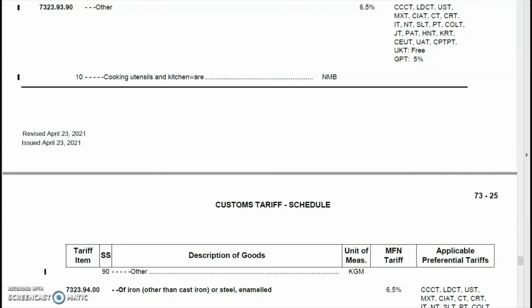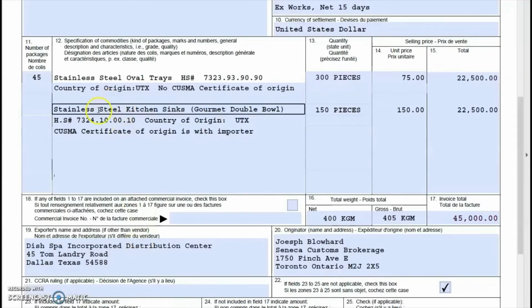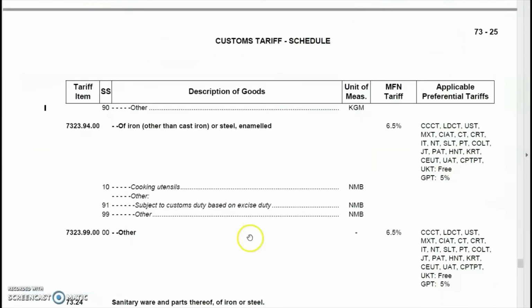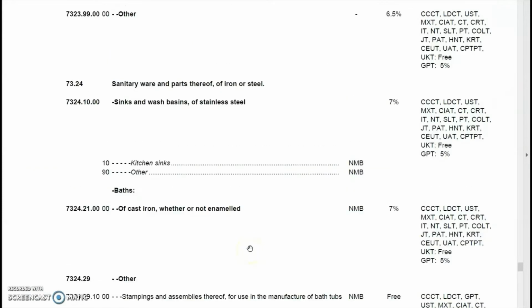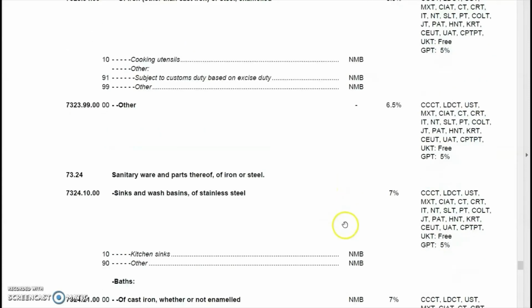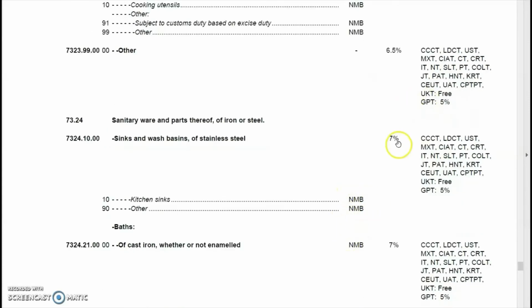Your other HS number is 7324100010. Again, you just keep going, find 7324100010, and it gives you the unit of measure, and gives you the duty rate. But it also gives you the preferential duty rates. And remember, this one's not going to be most favored nation. It's going to be a preferential duty rate. So you got to find the duty rate in here. So there you have it.